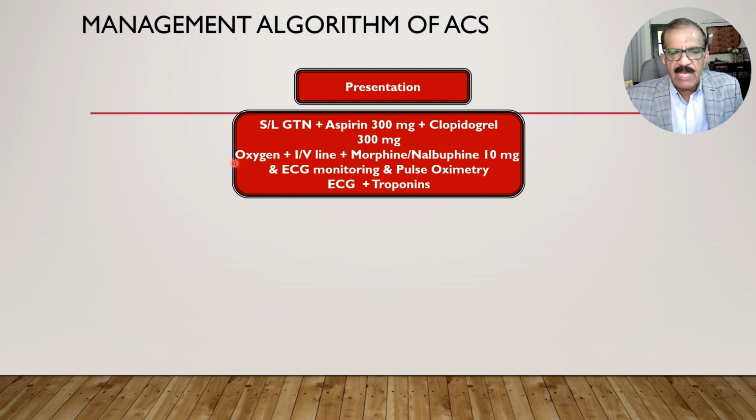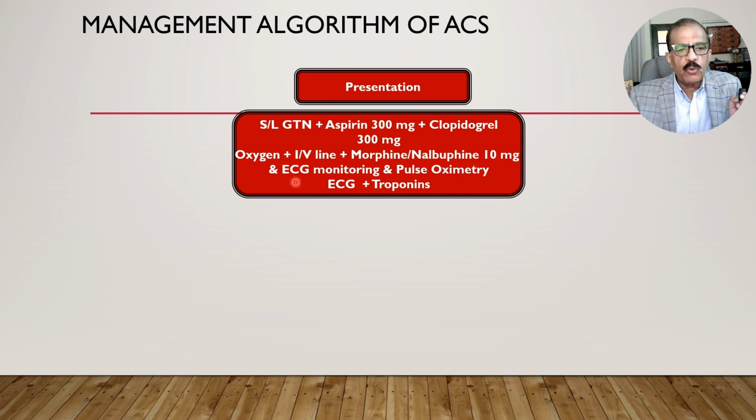Now then oxygen is given as a routine. An IV line should be secured because all emergency patients need an IV line. Morphine or nalbuphine should be given, 10 milligram. In literature you'll find morphine, but morphine is a controlled drug, and may not be available in private clinics and hospitals. So nalbuphine is actually equally effective, and the same dosage is available, so you could use nalbuphine.